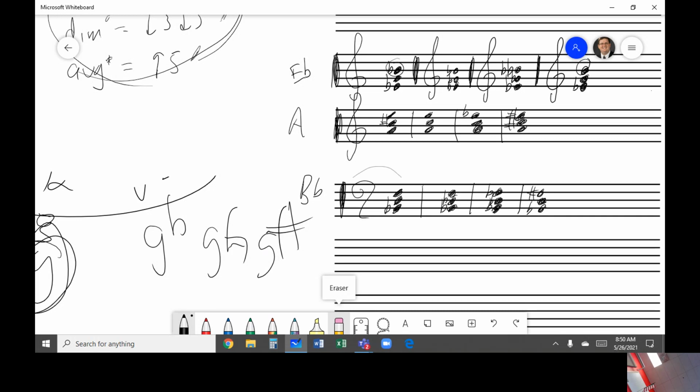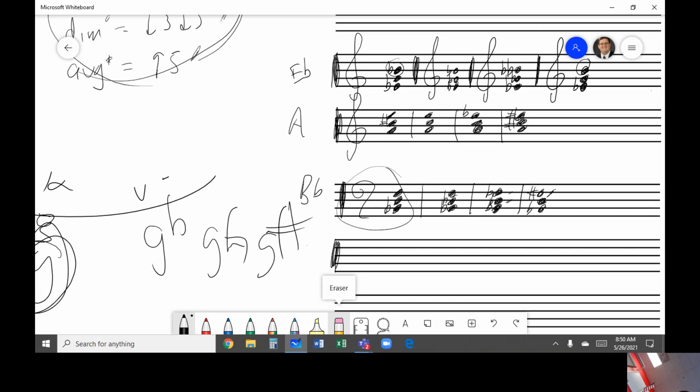You always start with the major key signature, and then you make adjustments as necessary. For the minor, you lower the third. For the diminished, you lower the third and the fifth. And for the augmented, you do the major key signature and then raise the fifth.